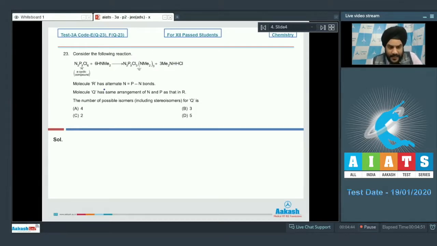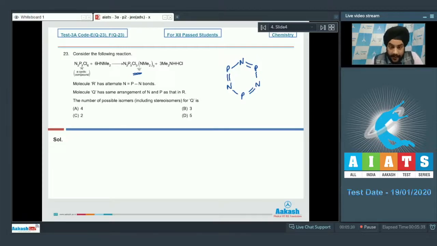Okay. So some information has been given to us. Molecule R has alternate N-P-N bonds. Molecule Q has the same arrangement of N and P as that in R. Okay. So molecules Q and R both contain alternating N-P-N bonds. We have to comment on the total number of possible isomers, including stereoisomers, for the compound Q. So if we talk about the compound R, students, it is mentioned to us that there are alternating single double bonds between N and P.